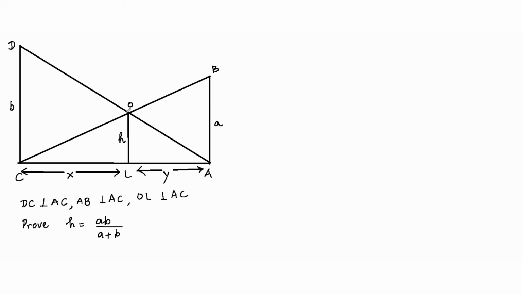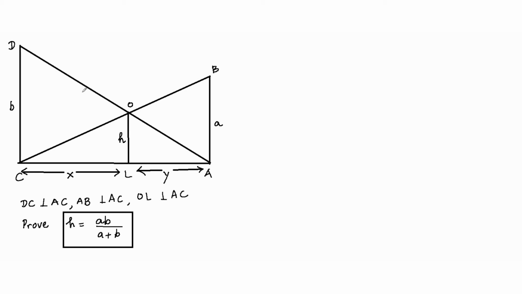So we have B, we have H, we have A, and then we have X and Y. We have to prove that H equals AB upon A plus B. In short, we have to eliminate X and Y from the equality. Somehow we have to get rid of X and Y. Of course, X and Y will be present, but eventually we have to get rid of them. So let's see how to go about this particular question.